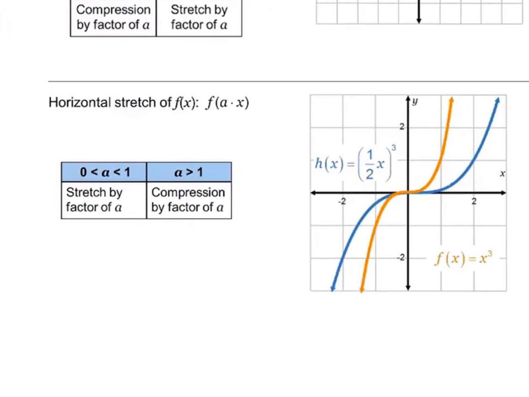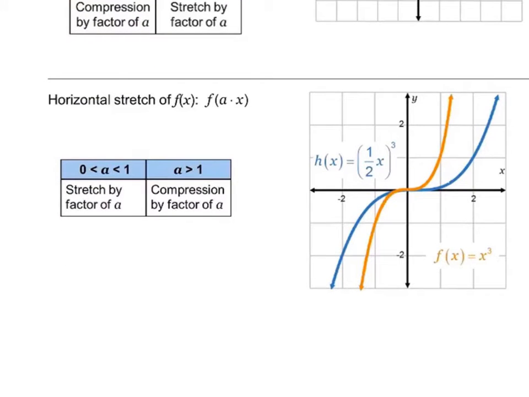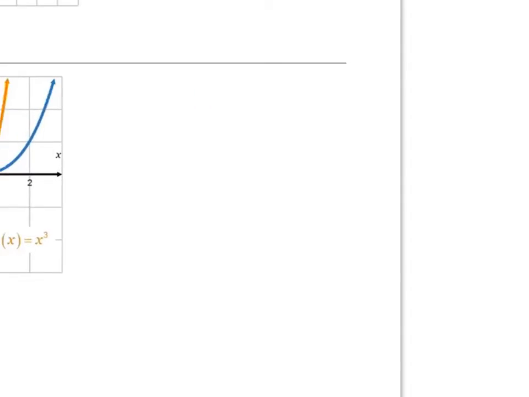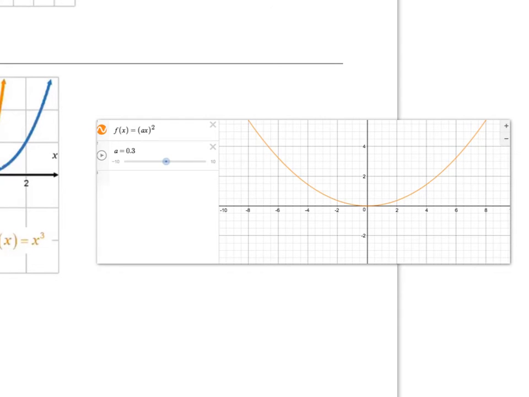You can have a horizontal stretch too, and that's if the value for a is inside of your input. And again, it's kind of the opposite. So you get a stretch if a is between 0 and 1, and you get a compression if a is greater than 1. So let's do another animation here so we can see what's going on.